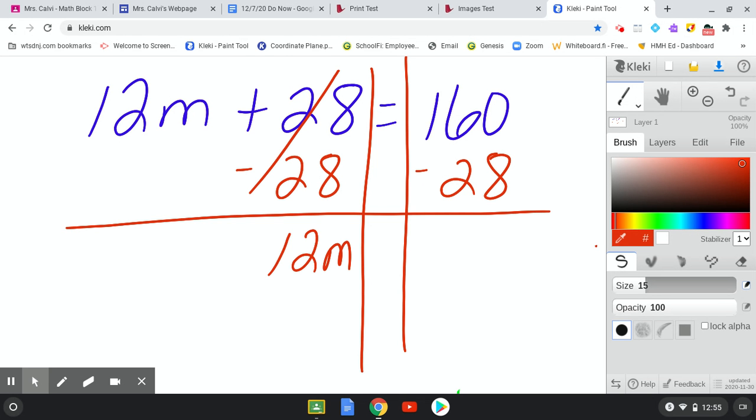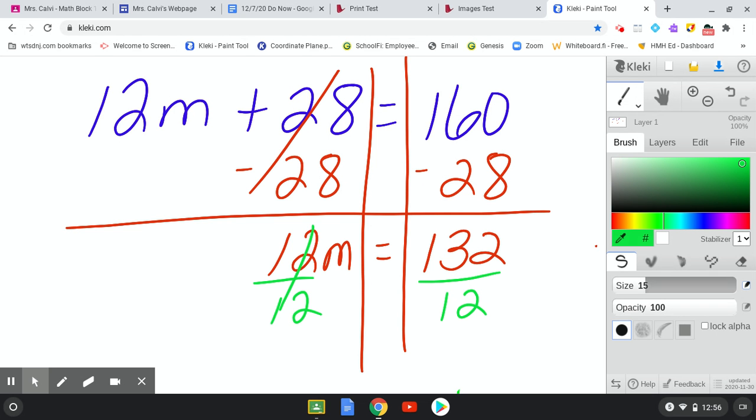We're going to be left with 12M is equal to 132. Now we need to divide both sides by 12. And then if we were to do 132 divided by 12, we would get M is equal to 11.